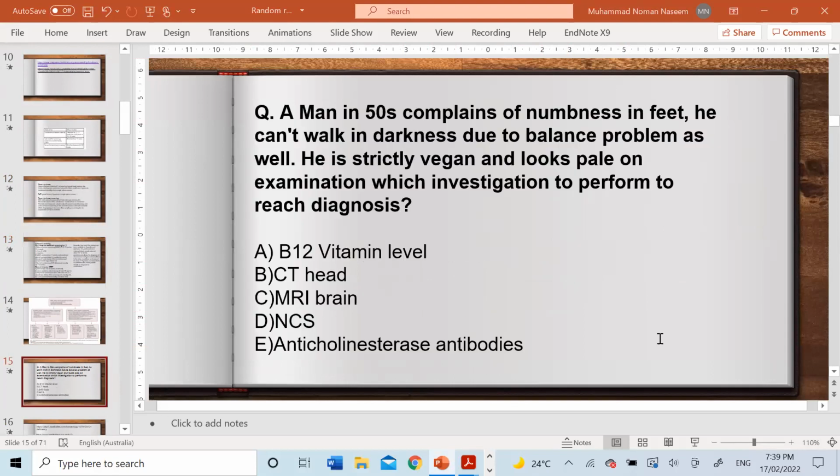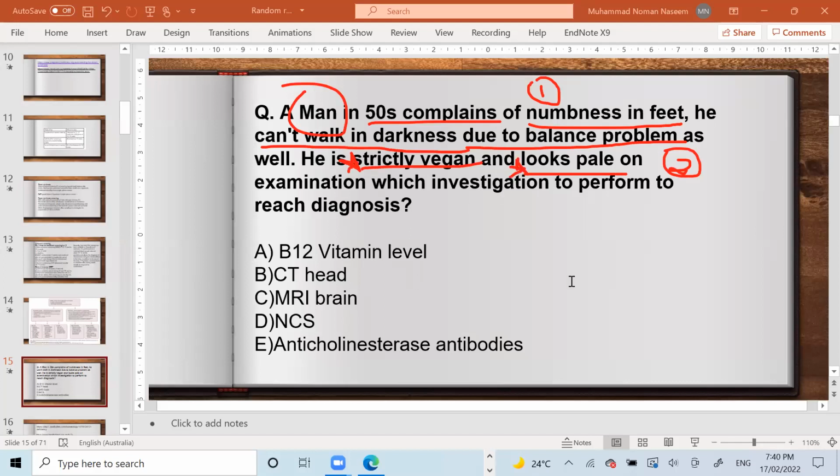All right. Okay, a man in his 50s complains of numbness in the feet. He can't walk in darkness due to a balance problem. He is strictly vegan, very important point, and looks pale on examination, also a very important point. What investigation would you like to perform in this patient to reach the diagnosis? Option A, vitamin B12 level. Option B, CT scan of the head. Option C, MRI of the brain. Option D, nerve conduction studies. Option E, anticholinesterase antibodies.